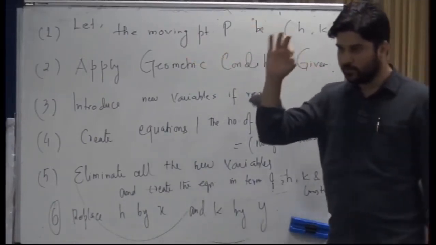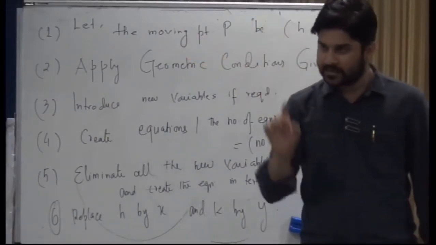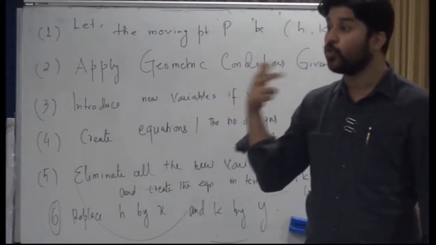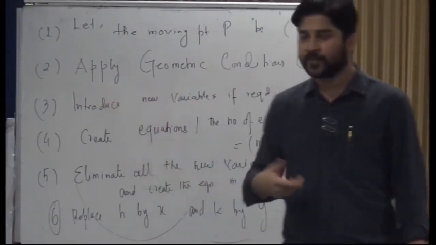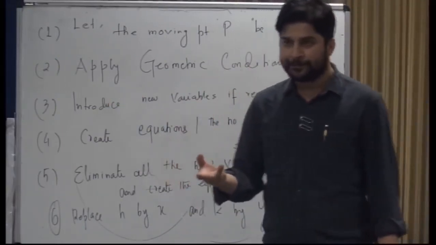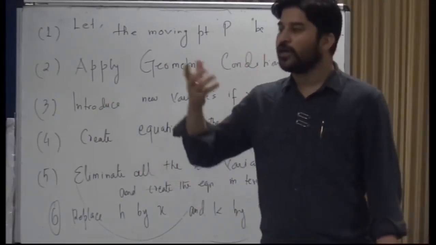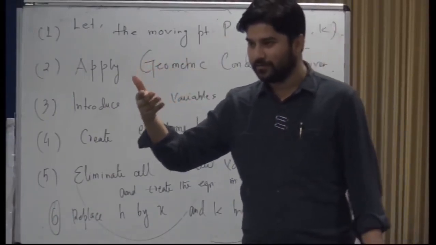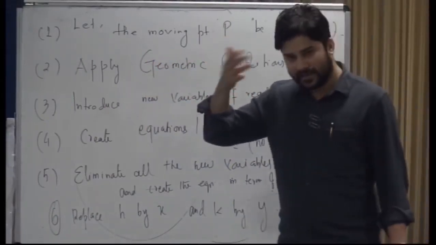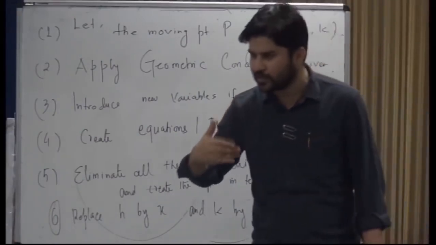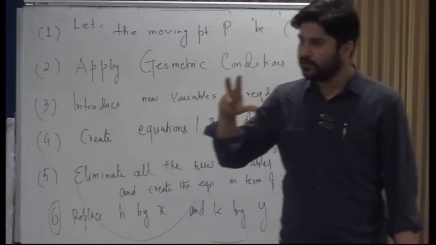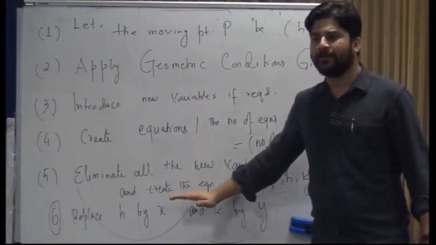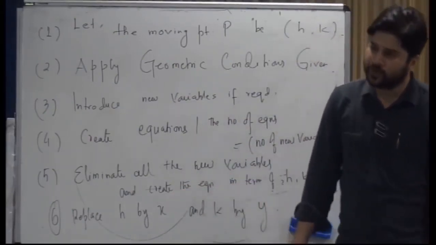So first, let the moving point P be h comma k. Second, apply all the geometric conditions given in the question and whatever you know extra about it. You don't have to add your own information; it has to be backed by logic. Then introduce new variables if required, and the number of equations should be one more than the number of new variables.